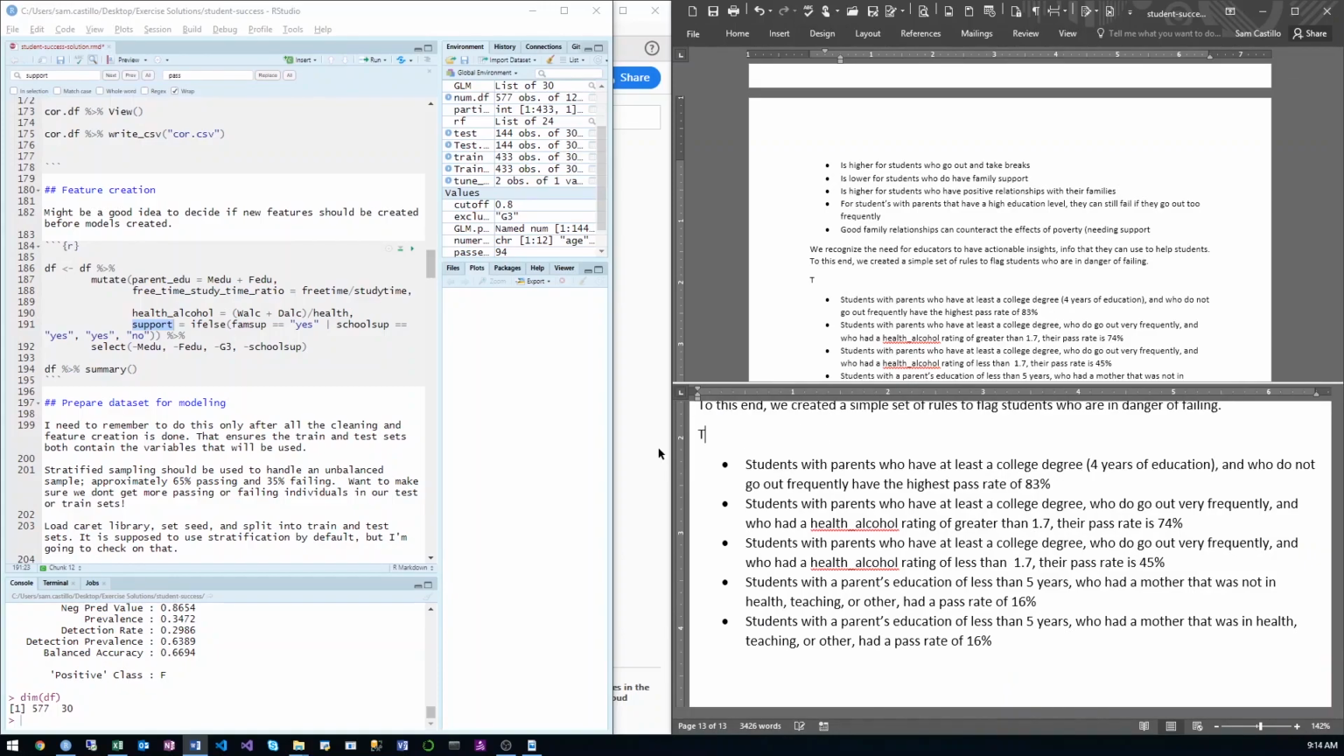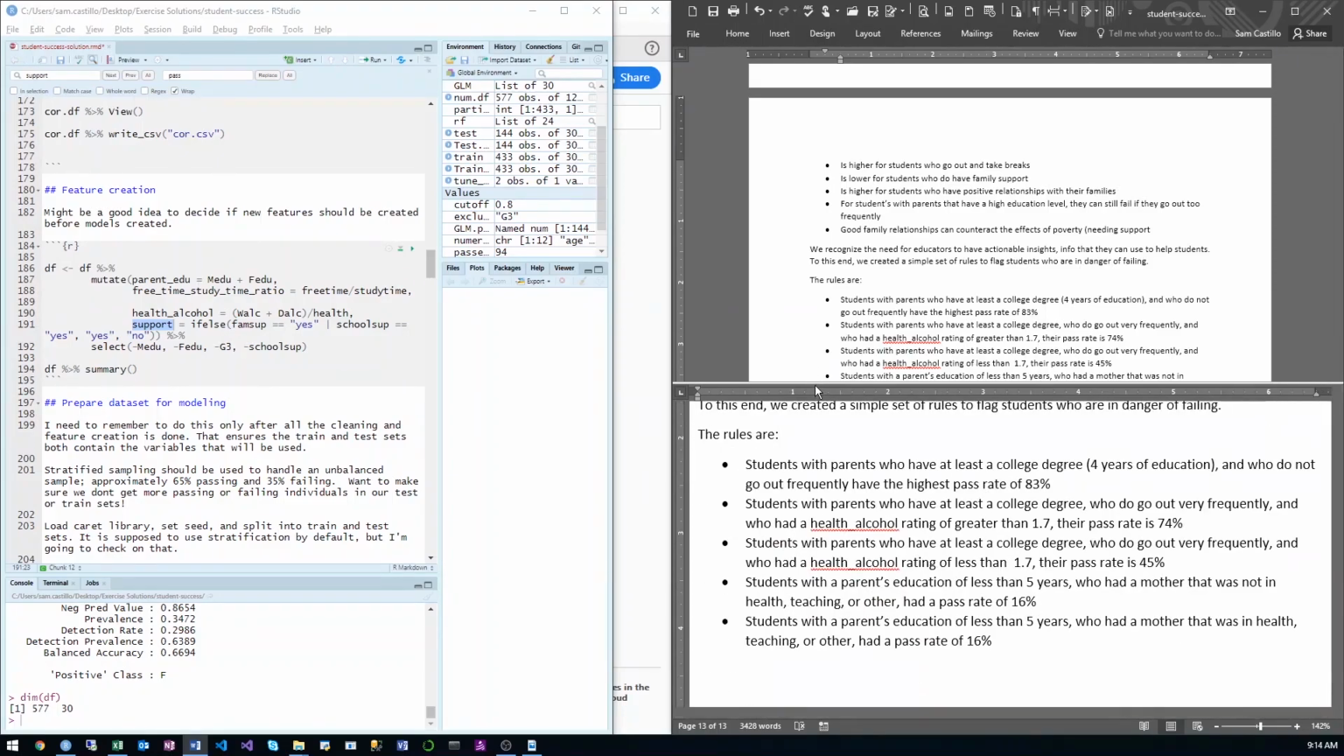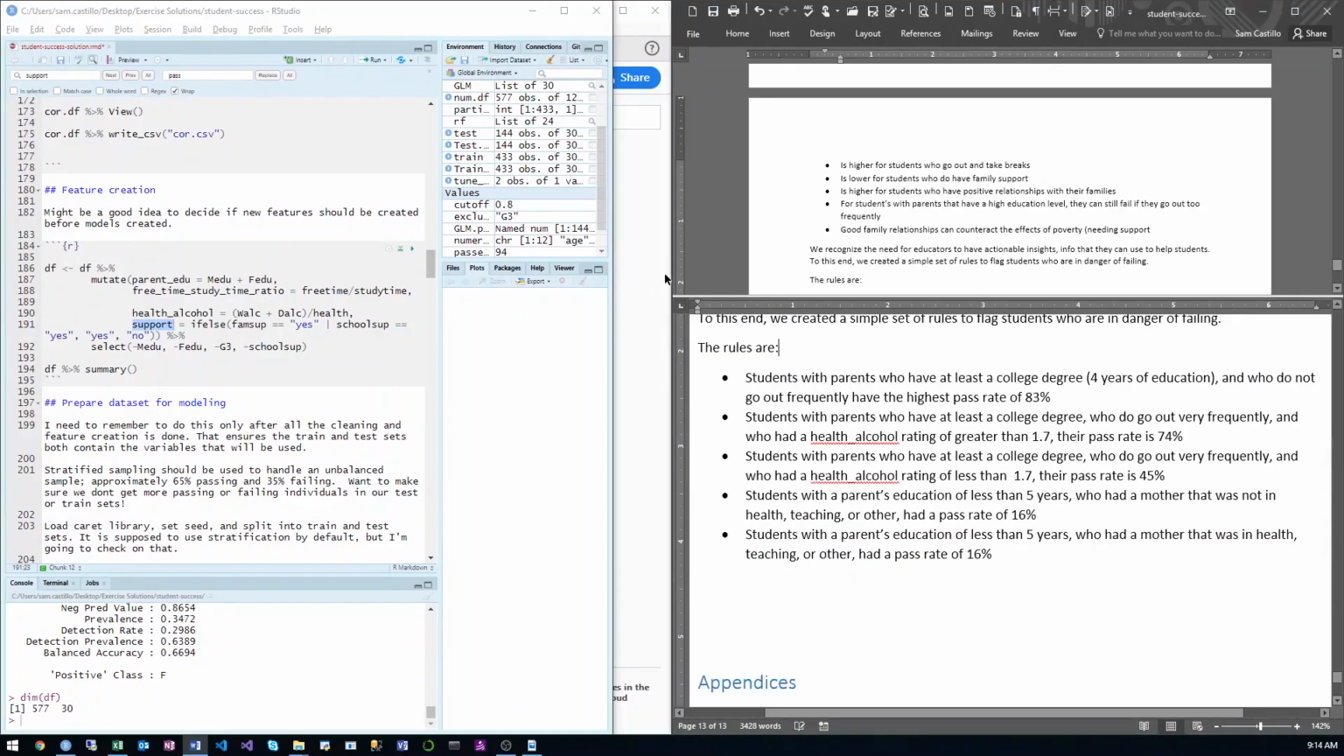The rules are: students with parents who have at least a college degree and who do not go out frequently have the highest pass rates. Students with parents who have at least a college degree who go out very frequently and who have good health alcohol rating. Okay, I think this is a good summary of the interpretation.